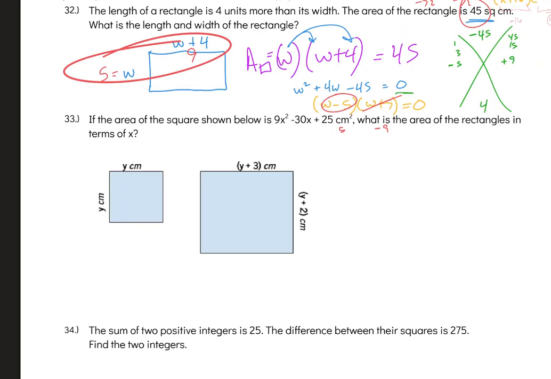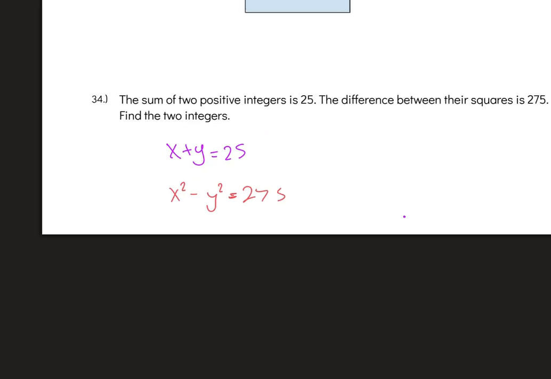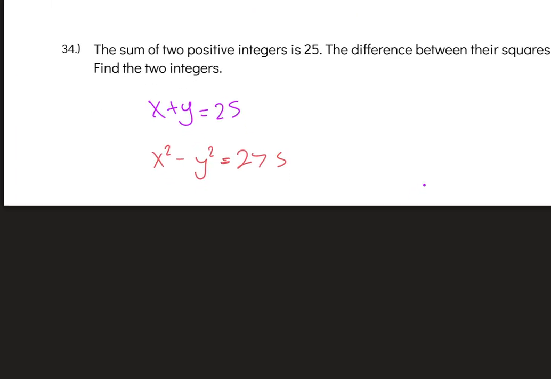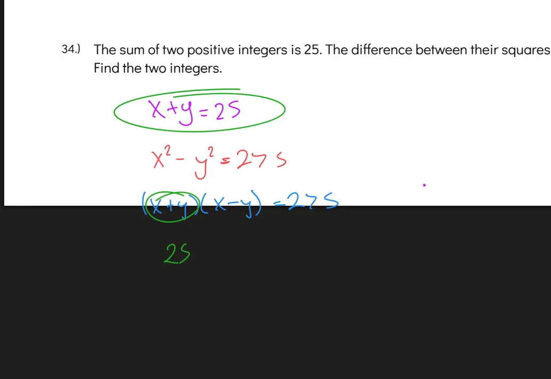Next, the sum of two positive integers is 25. The difference between their squares is 275. Find the two integers. Well, what we can do is factor this to be x plus y times x minus y, and that's 275. And then, hold up, x plus y is 25, so 25 times x minus y equals 275.